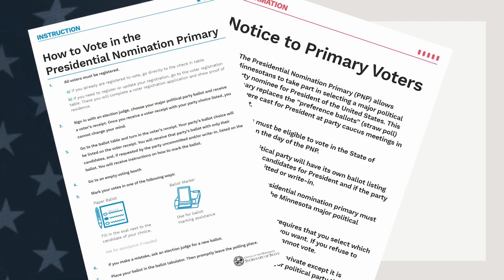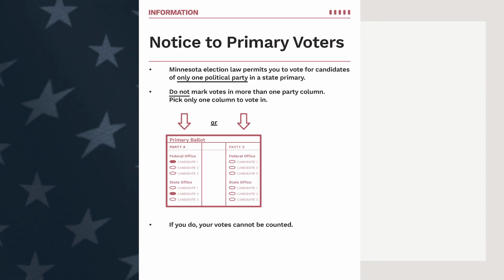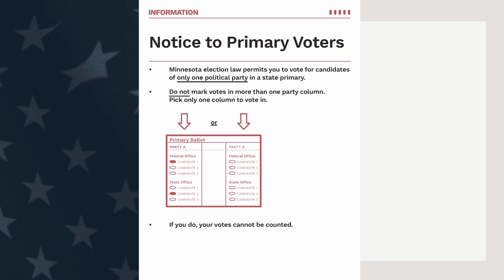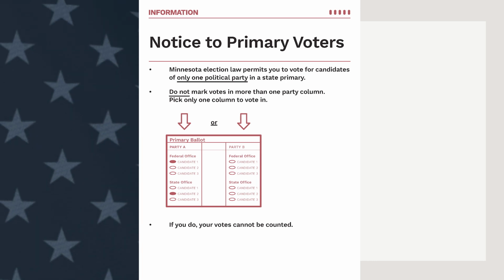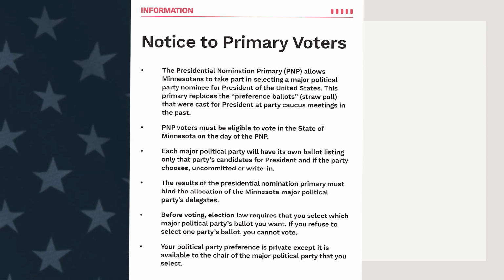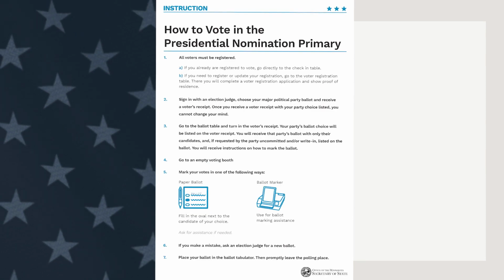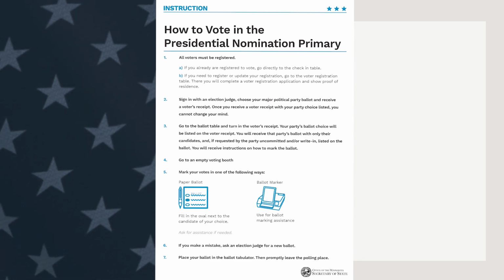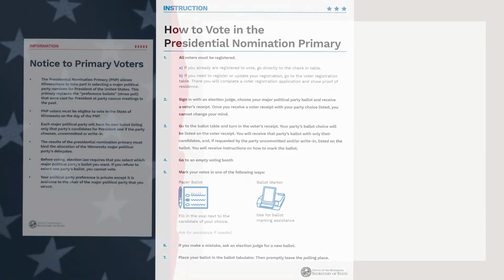Before polls open, election judges must ensure signs are posted related to the presidential primary. If you've worked August primaries before, you'll be familiar with the Notice to Primary Voters sign that you must post. There's a notice to PNP voter sign in your materials, as well as an instruction for PNP voter sign. These must be posted by the entrance to the polling place along with sample ballots for each party.